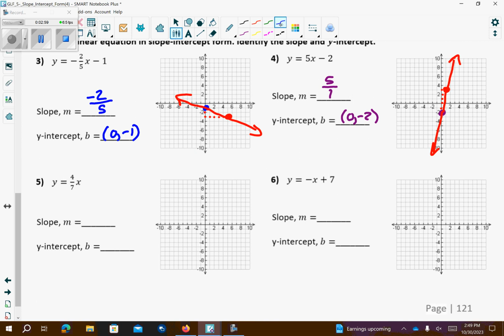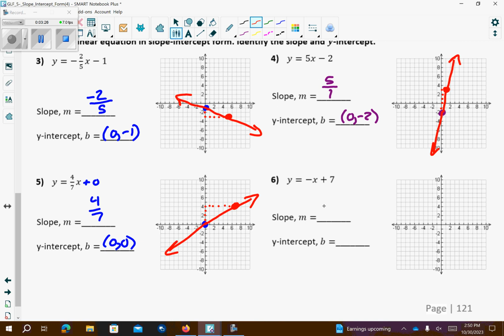Take a look at number 5. So we're missing something. I could put +0, which is going to make my y-intercept at (0, 0), which goes right here. My slope is 4/7. So from that point, I'm going to go up 4, 1, 2, 3, 4, and then right 7. 1, 2, 3, 4, 5, 6, 7. There's my second point. Connect the dots, put arrows at both ends.